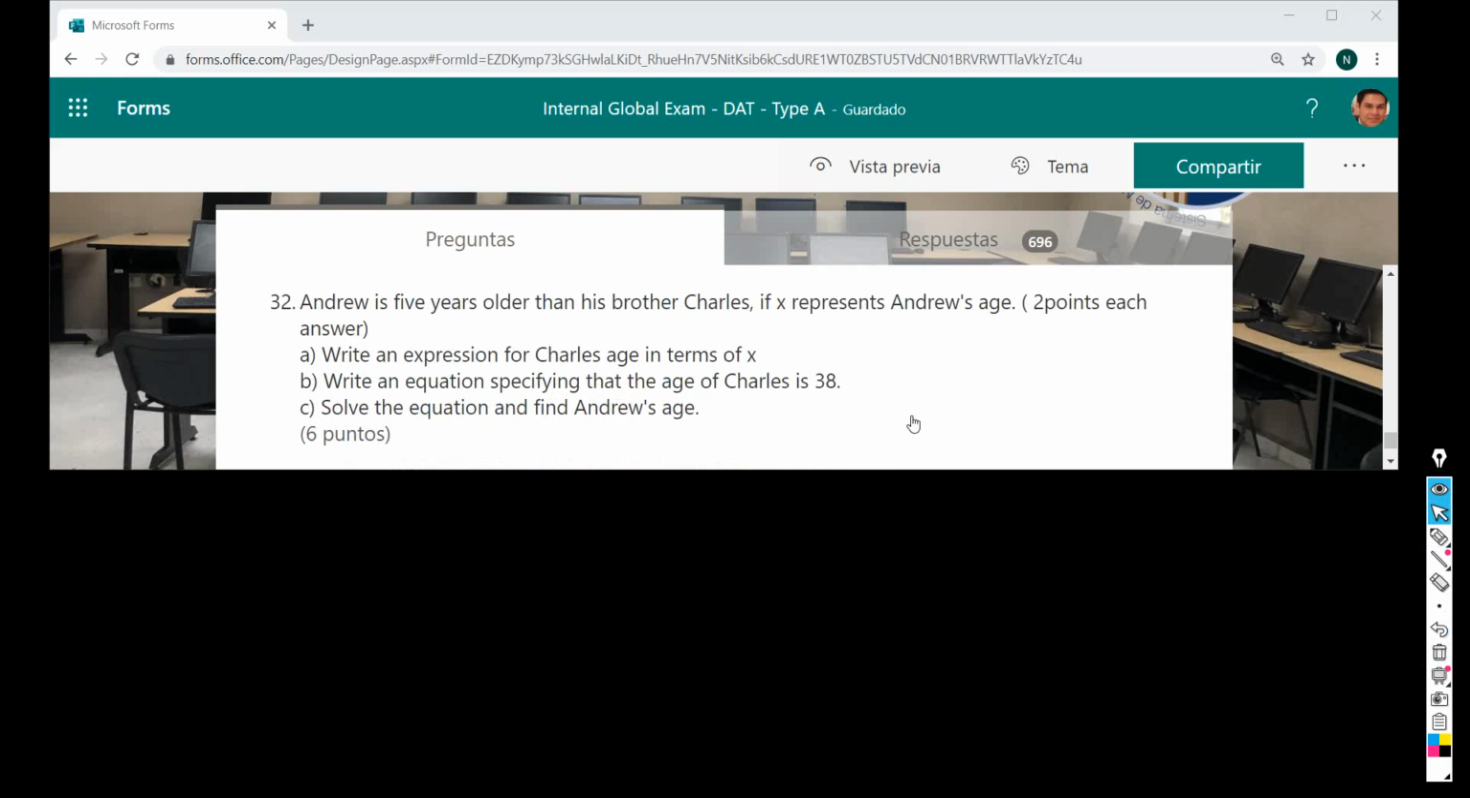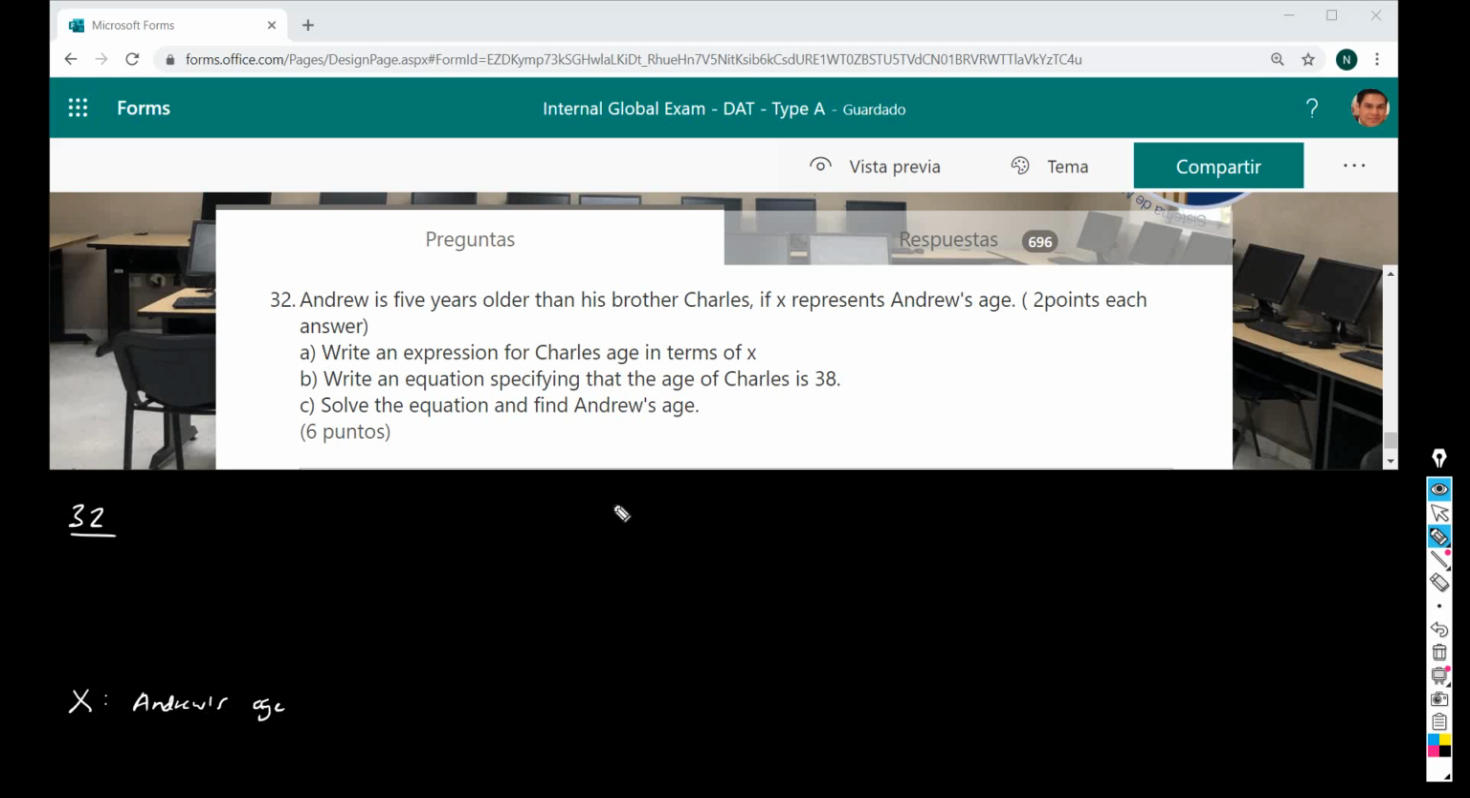And finally, the last problem was also very easy. Some people got confused in this one. Problem 32. Andrew is 5 years older than his brother Charles. If X represents Andrew's age, then let me write that right away. X is equal to Andrew's age.